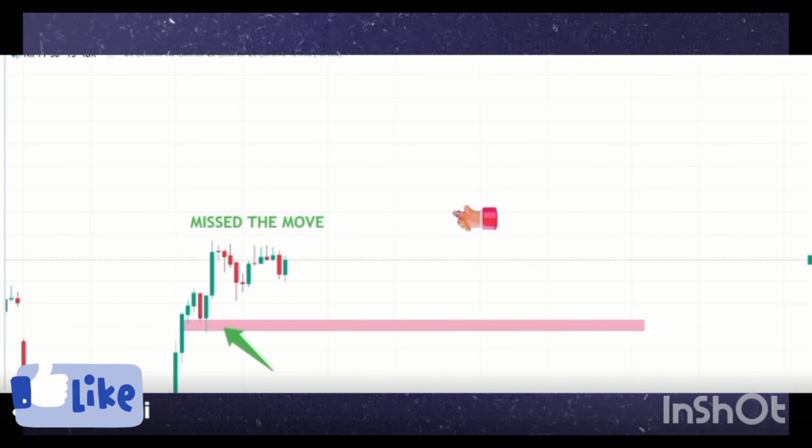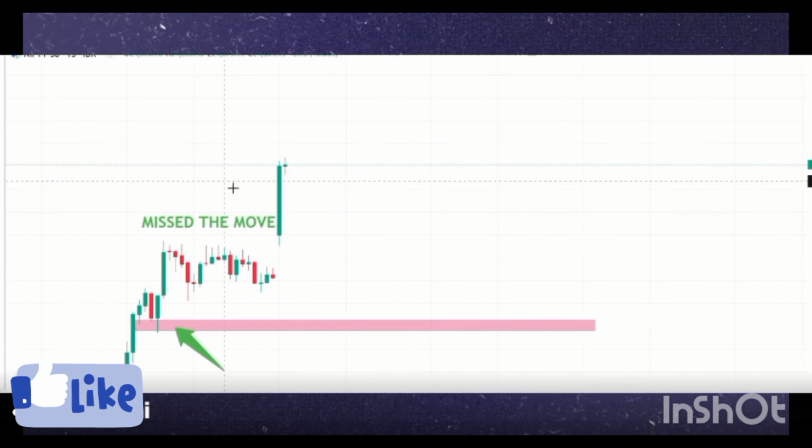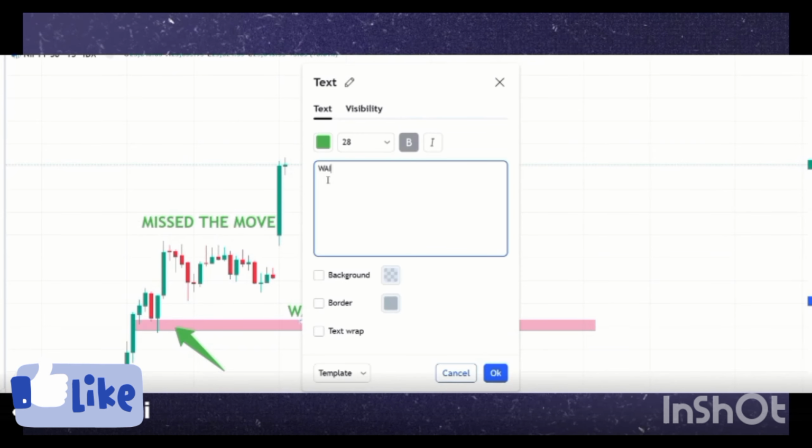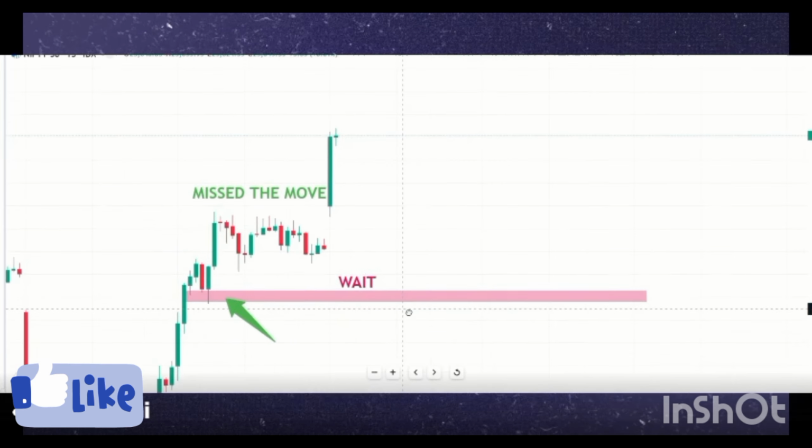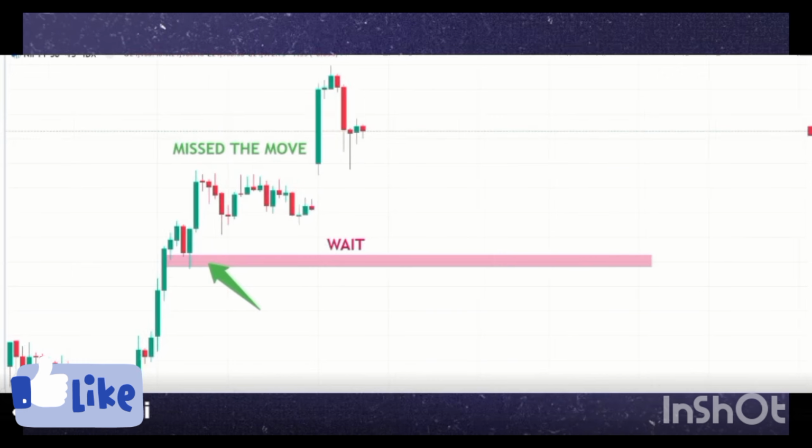Price leaves quickly. When price leaves a zone with momentum, it's a sign of imbalance. More buyers or sellers are there. These are not random levels, they are institutional reaction zones.